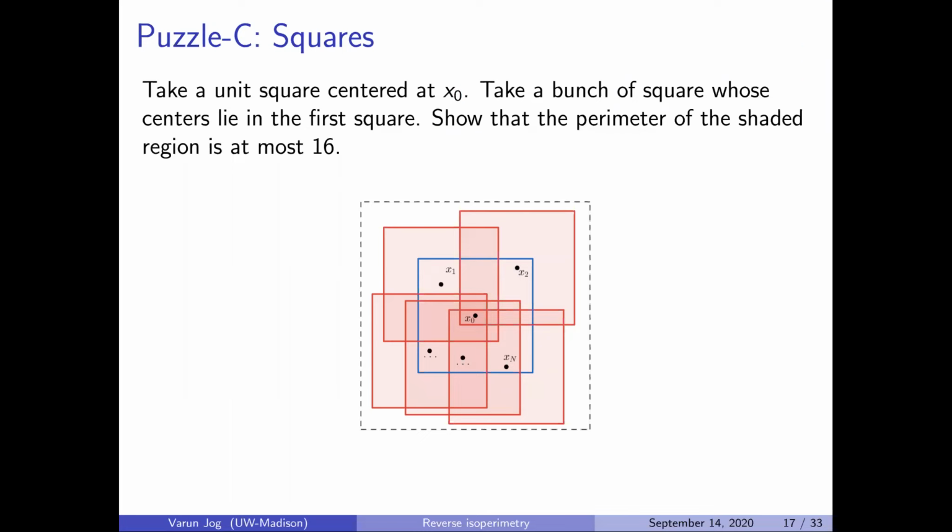What's the size of the original square? I'm looking at unit balls in L2 and L infinity. So here the original square has side 2. So the corners are (1, 1) and (minus 1, minus 1) if x0 is (0, 0).